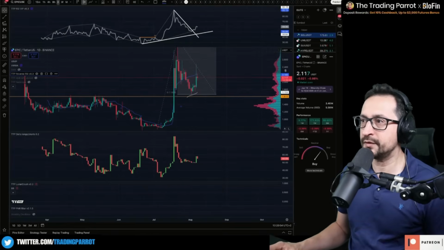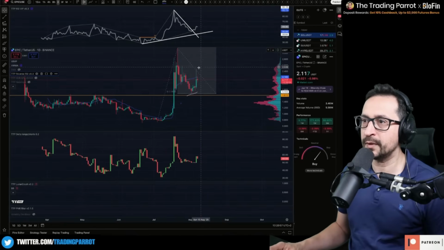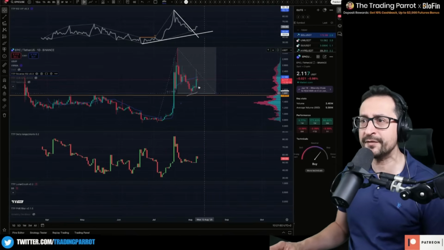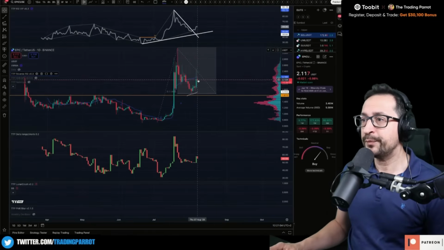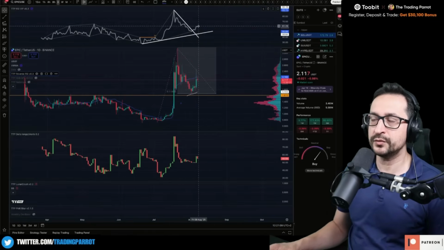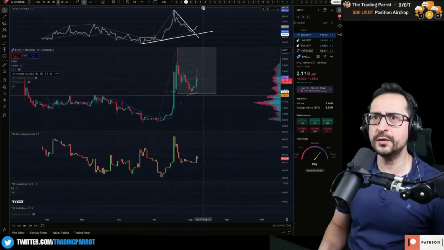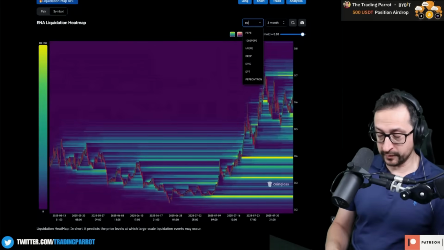Like the first distribution wave was there, then the second one here, and roughly the last one there, putting lower highs. So it's been tough in this area, but I will say if we defend that 1.7, we still have a chance to fully continue to the upside. Let's see if we can find liquidation levels on Epic.